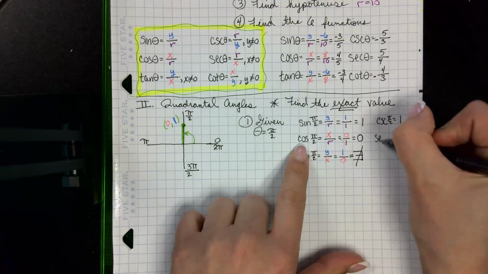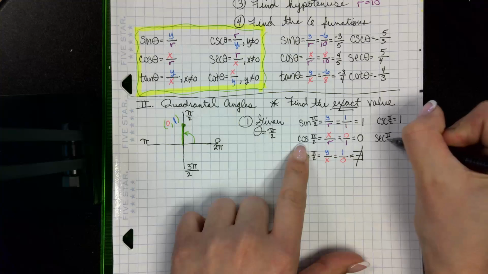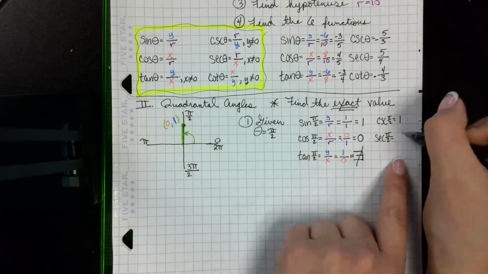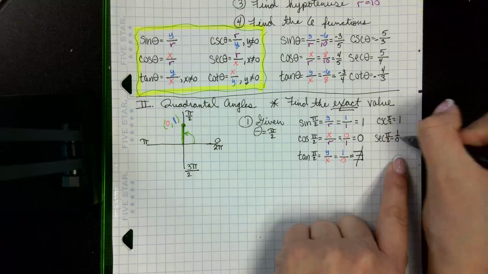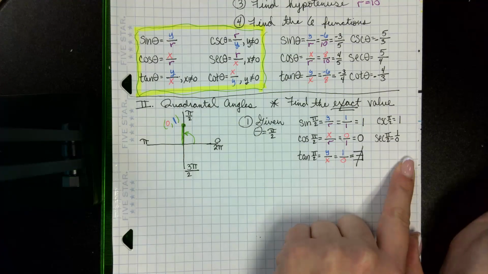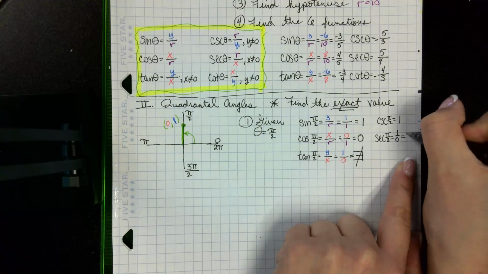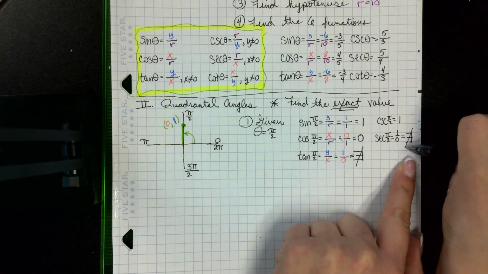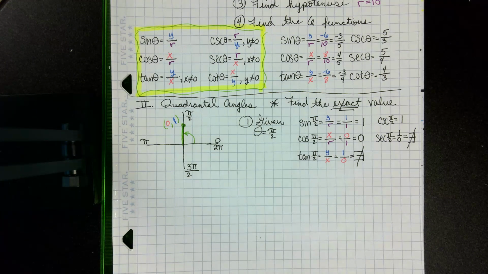Cosine and secant go together. Secant pi over 2. Cosine is 0 over 1, so secant is 1 over 0. Uh-oh, we have a 0 in the denominator. So we're going to do the backwards capital letter E and then draw a line through it. Or you can write undefined. The book answers will tell you undefined.